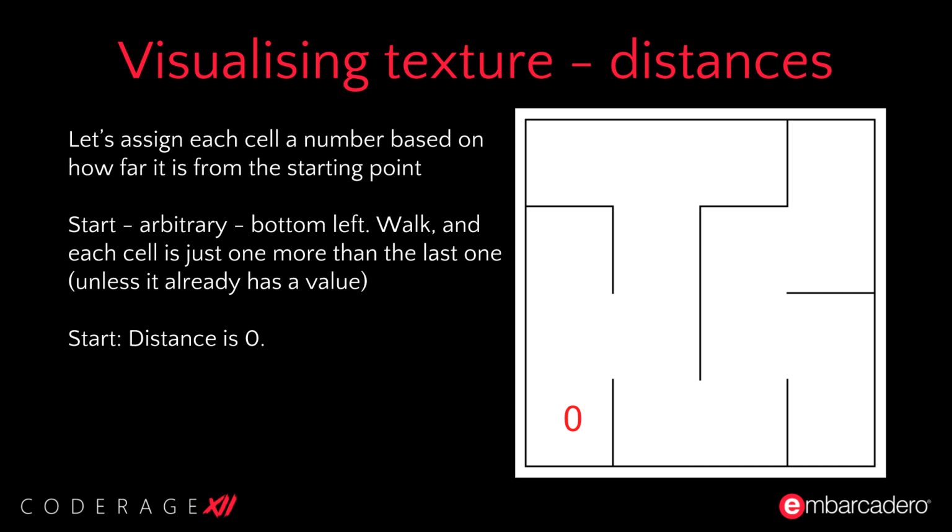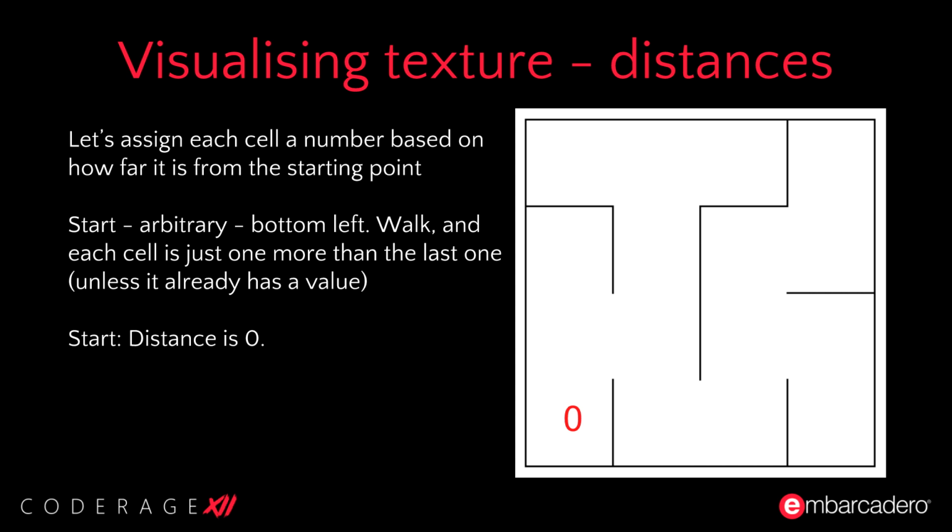Now texture can be interesting to visualize and quite useful to visualize. Let's talk about visualizing texture for a moment, and we're going to do that with a distance algorithm. So let's assign each cell a number based on how far it is from the starting point. And again, the start in a maze can just be an arbitrary position. But I use the bottom left corner of the grid. So we're going to assign that cell in the bottom left the number 0, that is its distance. It is 0 distance from itself.